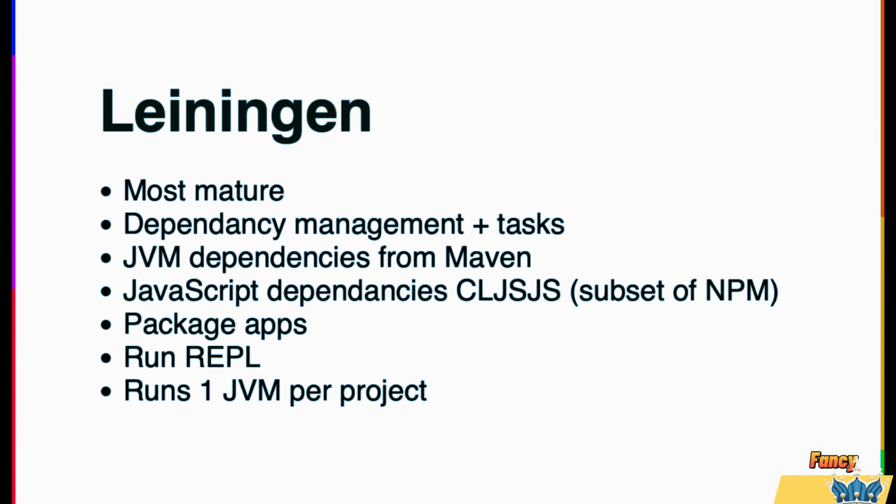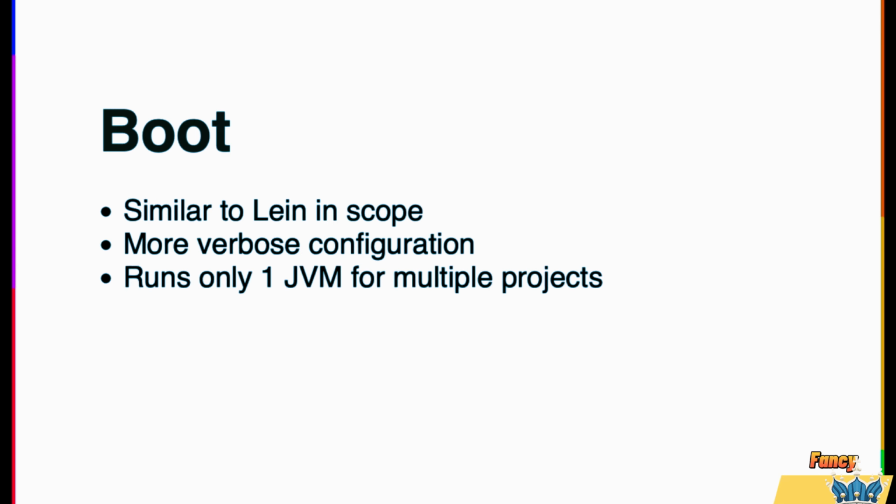The only downside is that Lein runs one JVM process for every application. If you have a large project with multiple sub-applications, you'll have to run one JVM instance to run each application. Boot is similar to Lein in scope with the added advantage that it only runs one JVM for multiple applications. With Boot, you might have 15 applications running, but only one instance of the JVM will be used. Boot configuration is more verbose than Lein, and some people prefer it because of that.